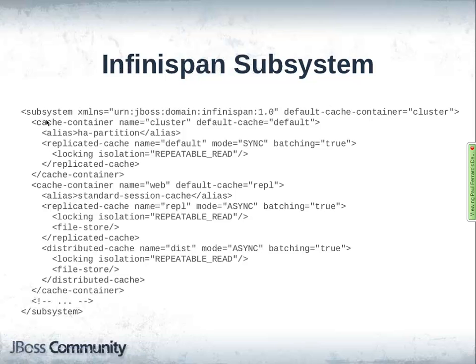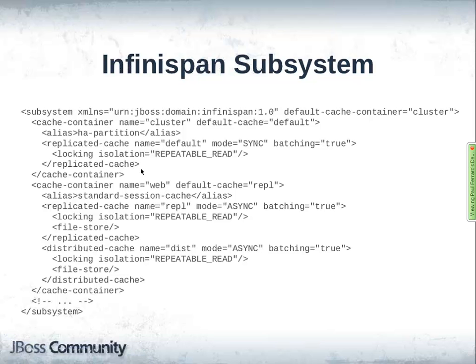One difference is it actually stores multiple cache containers. So in native Infinispan, you need a separate configuration file for every cache container. This subsystem lists them all. Cache containers are named, so they each have a unique name. So, for instance, web sessions all get stored in caches within the web cache container.